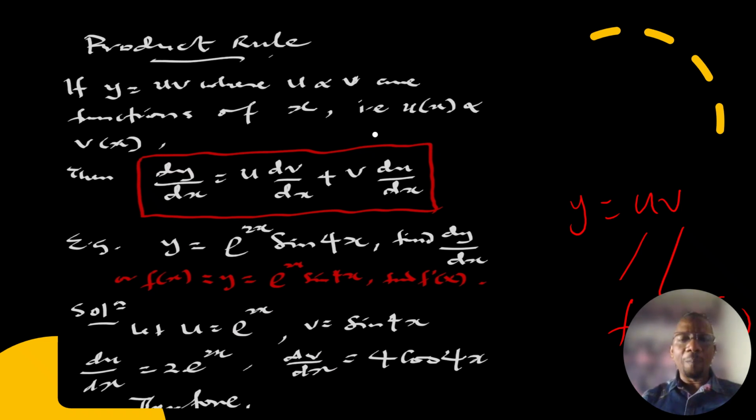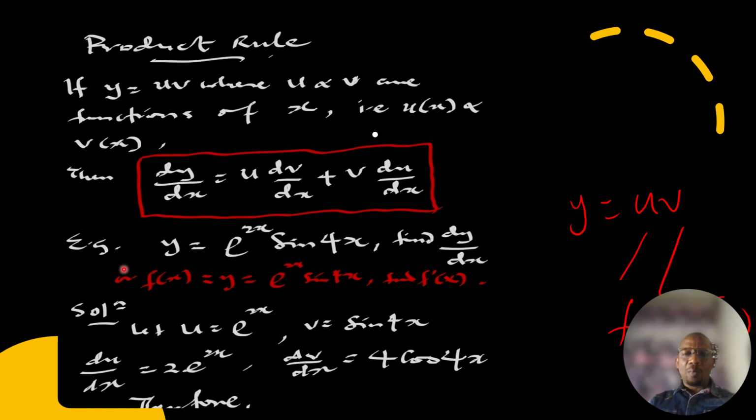The next is the product rule. If y equals uv, that is, two functions multiplying each other, where u and v are functions of x, that is u of x and v of x. In other words, u equals f of x and v also equals f of x. Both u and v are functions of x. In that case, dy dx is u dv dx plus v du dx.